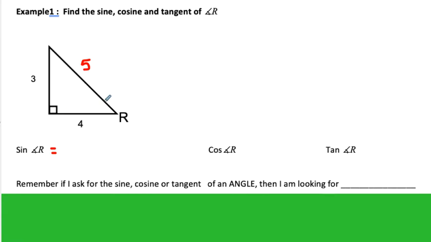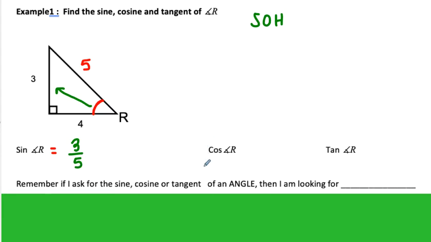All right, so the sine of R. First I mark R because R now is my reference point. And sine is the opposite leg, so 3 over the hypotenuse, which is 5. So 3 over 5. When I ask you for the sine of R, I'm looking for a ratio.